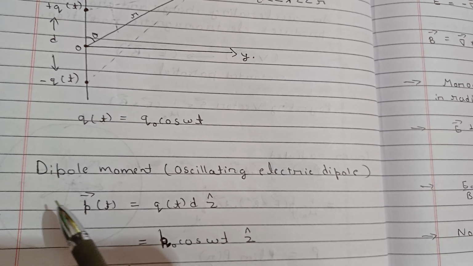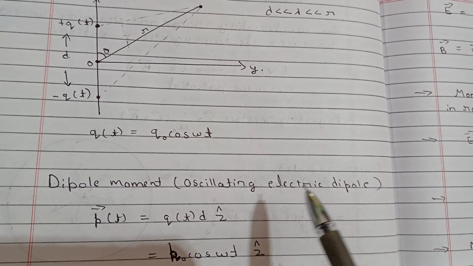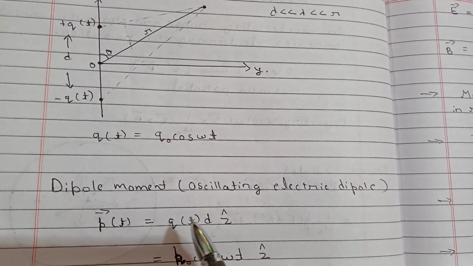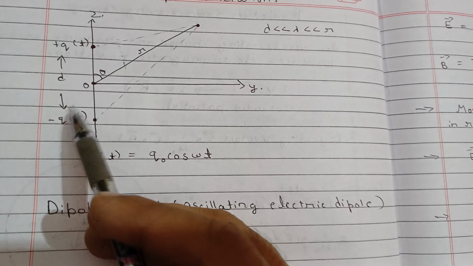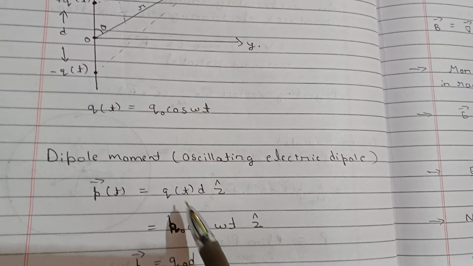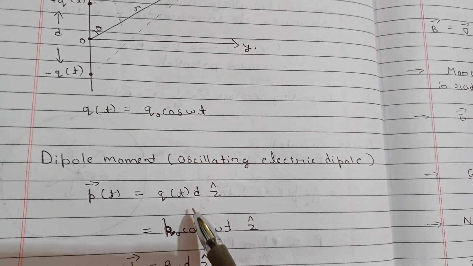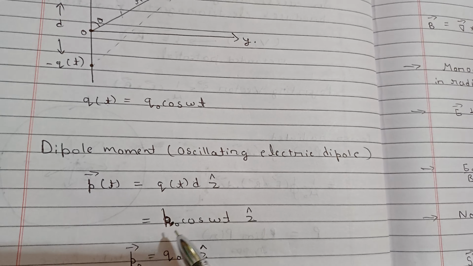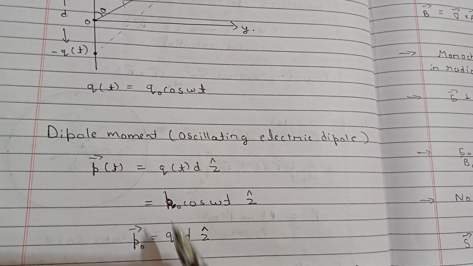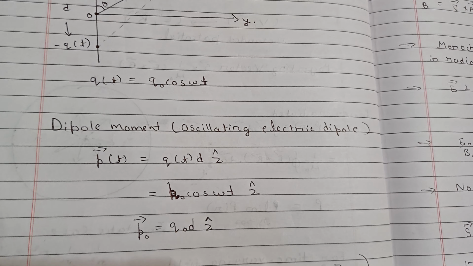So the dipole moment of the oscillating electric dipole will be given by charge multiplied by distance, so q(t) multiplied by d, and the direction will be from minus q to q, that will be z cap. So q(t) is q naught cos omega t multiplied by d, so q naught d can be written as p naught, so p naught is nothing but q naught d z cap. So you can write your dipole moment in this form.